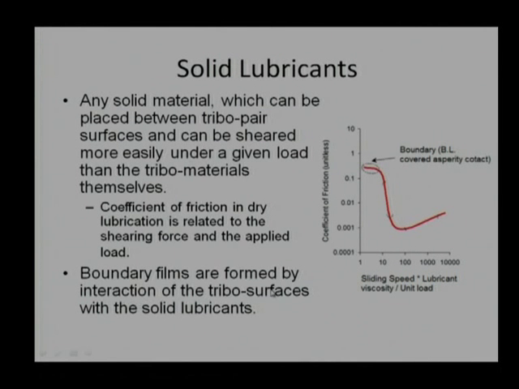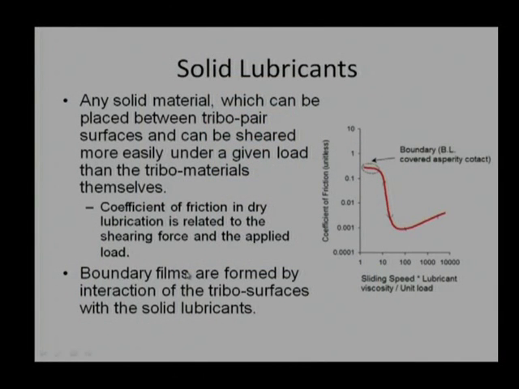Now, you say that boundary films are formed by interaction of the tribo surface with the solid lubricant. In the presence of solid lubricant, there will be some mechanical rubbing, because tribology is defined based on mechanical rubbing. There is a possibility of a film of solid lubricant getting transferred to the materials in contact. By and large, that is the mechanism by which it works.